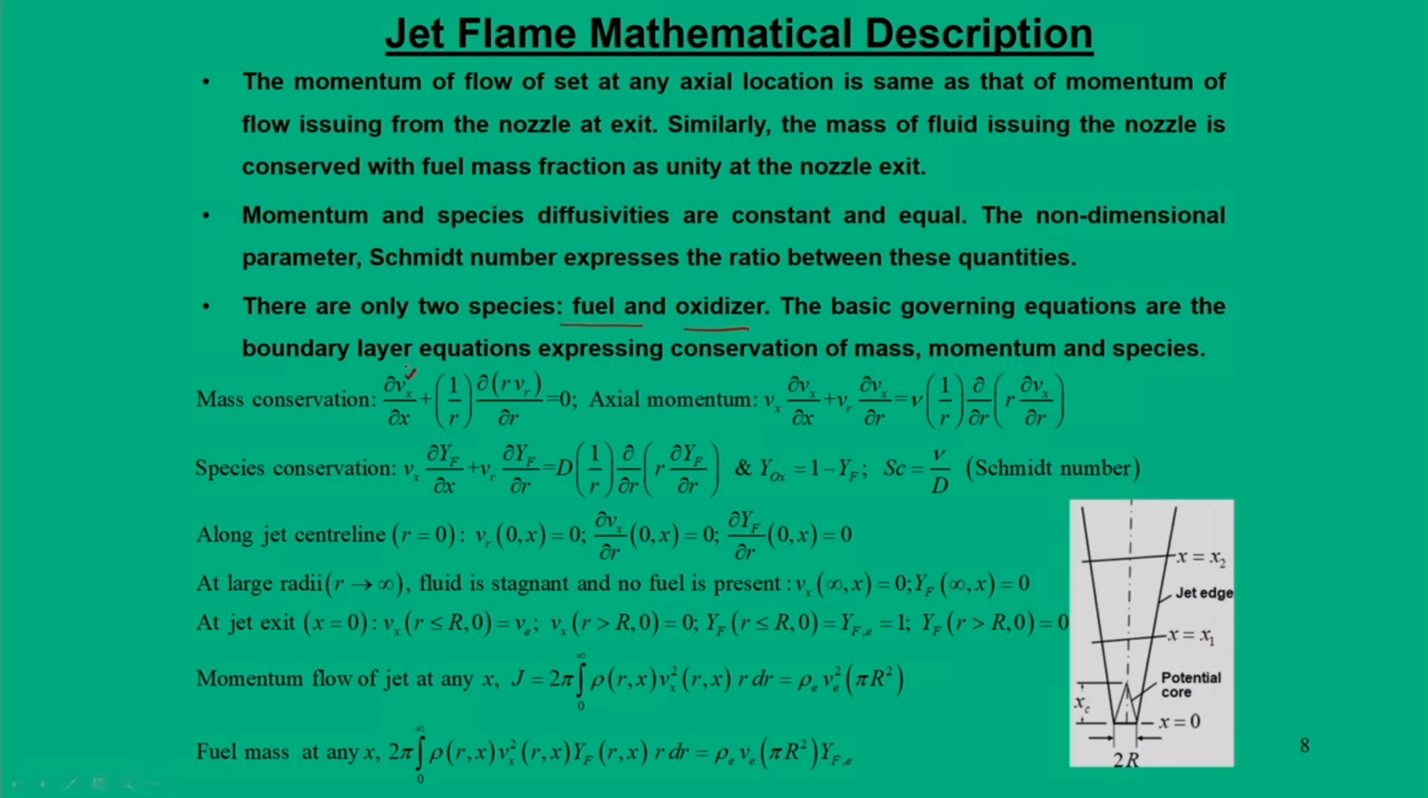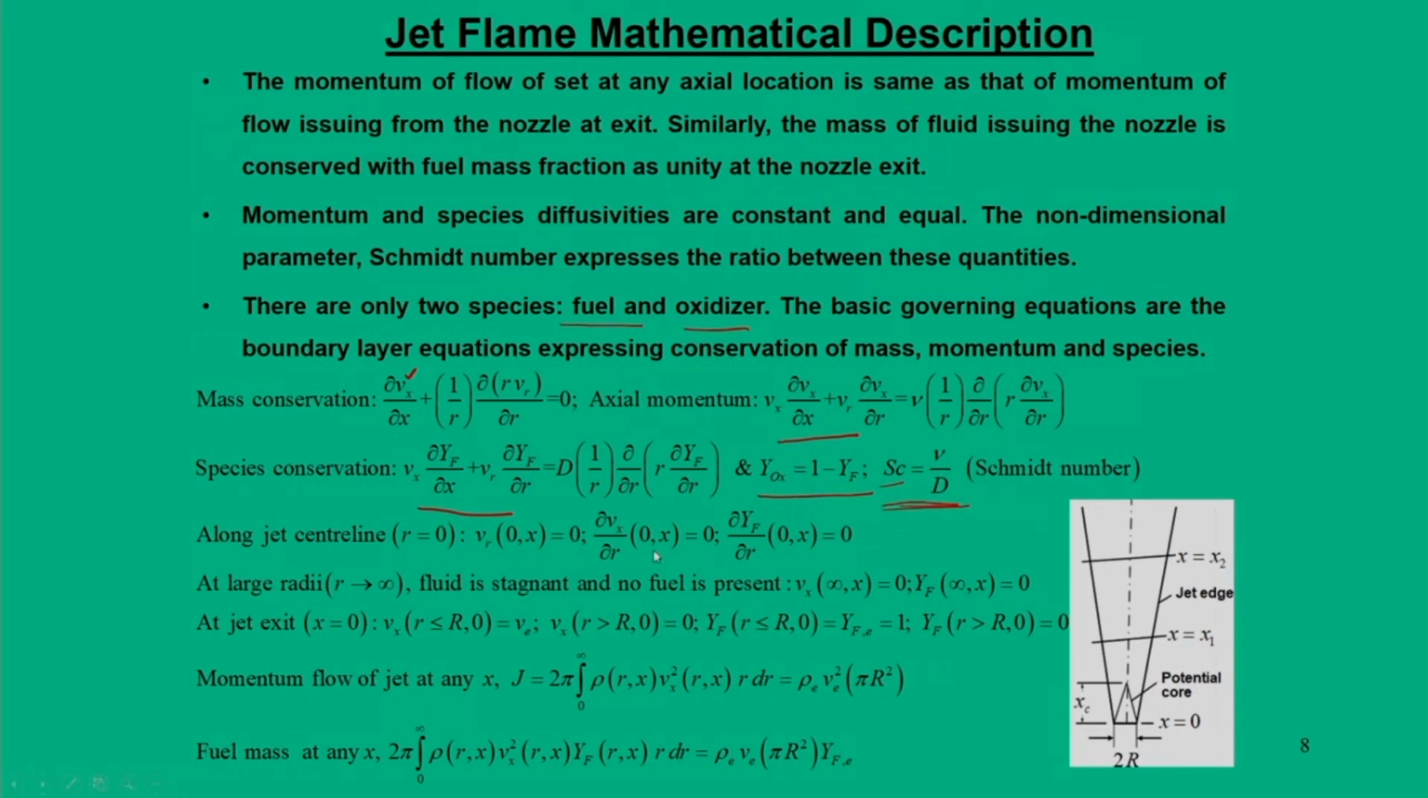Here we have only axial velocity: ∂vx/∂x plus 1/r ∂(r vr)/∂r. Here vx and vr are the axial velocity and radial velocity. Similarly, we have the axial momentum equation and the species conservation equations. Side by side we also define the mass fractions of fuel and oxidizer, and here we also have another number, the Schmidt number Sc, defined as ν/D, where ν is the viscosity and D is the diffusion coefficient.